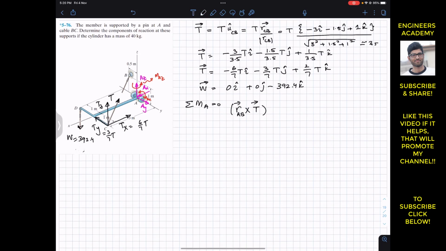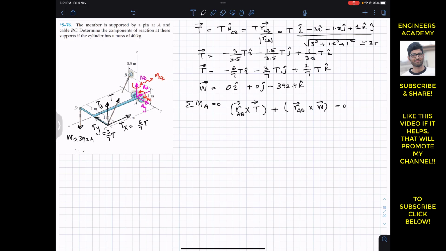So now let's say that the position vector from A to B is considered as the moment arm for this T. And similarly, we have to add up, since this is the summation of moments about point A. For this weight, the moment arm can be a position vector from A to D. So we write the position vector from A to D cross the weight vector, and this will be equal to 0.